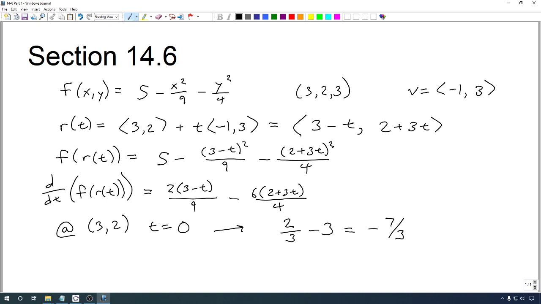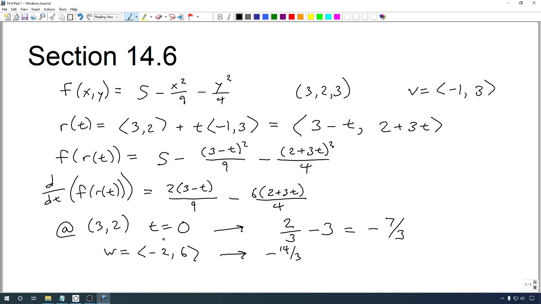Unfortunately, there is a slight issue here. We were concerned with the direction of v, but the magnitude of v actually ended up changing our result. Negative 7/3 isn't what we were looking for. If we looked at the vector, say, w equals negative 2, 6, and we did the same thing, we would end up with negative 14 over 3.